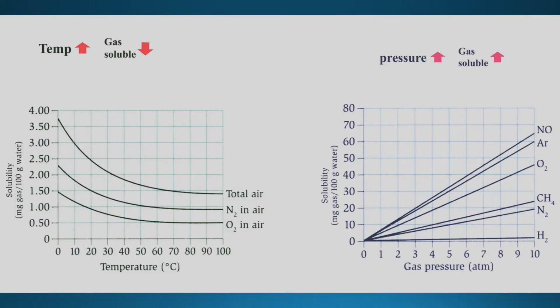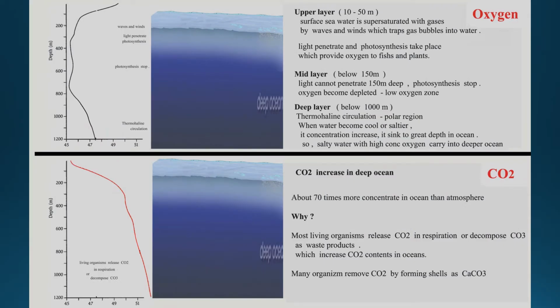So you see these two relationships run opposite. Higher temperature, less gas soluble. Higher pressure, more gas soluble. It applies to all gas. Now let's focus on oxygen and carbon dioxide, because these two are the main ones that we are concerned with. Let's look at oxygen.